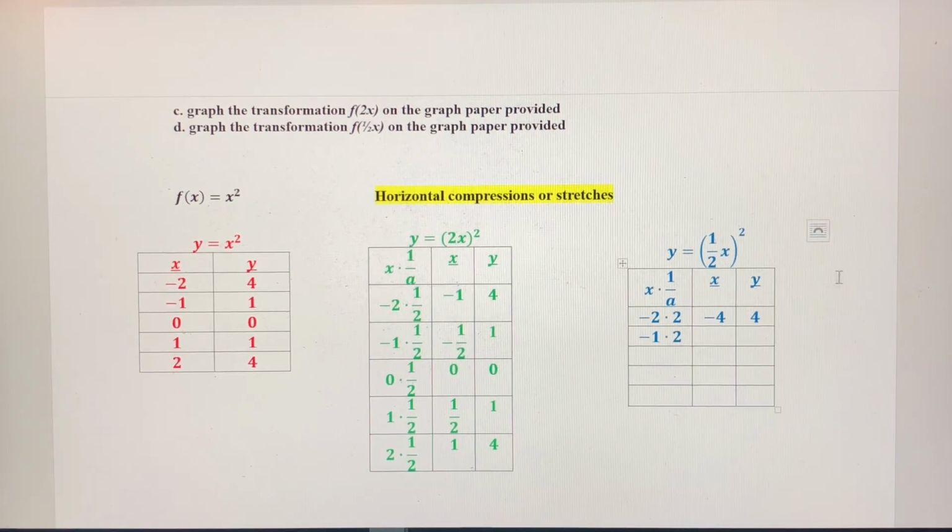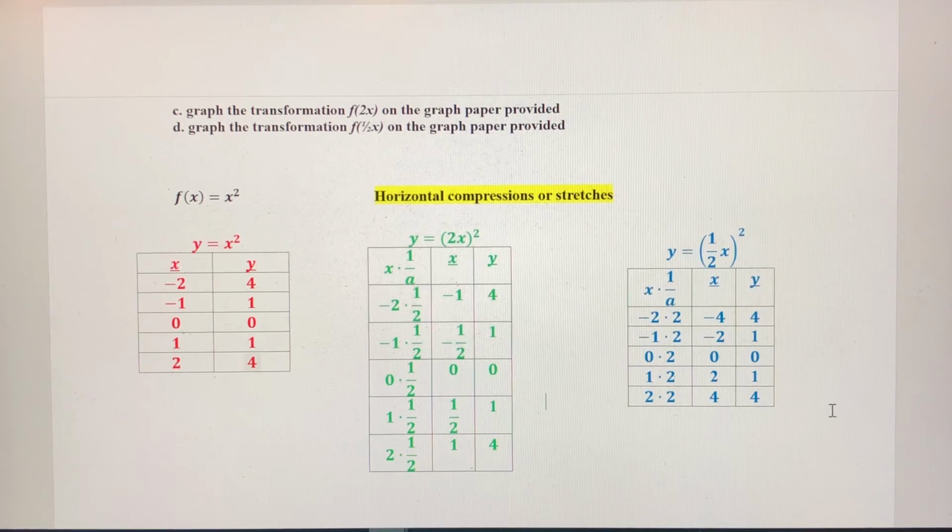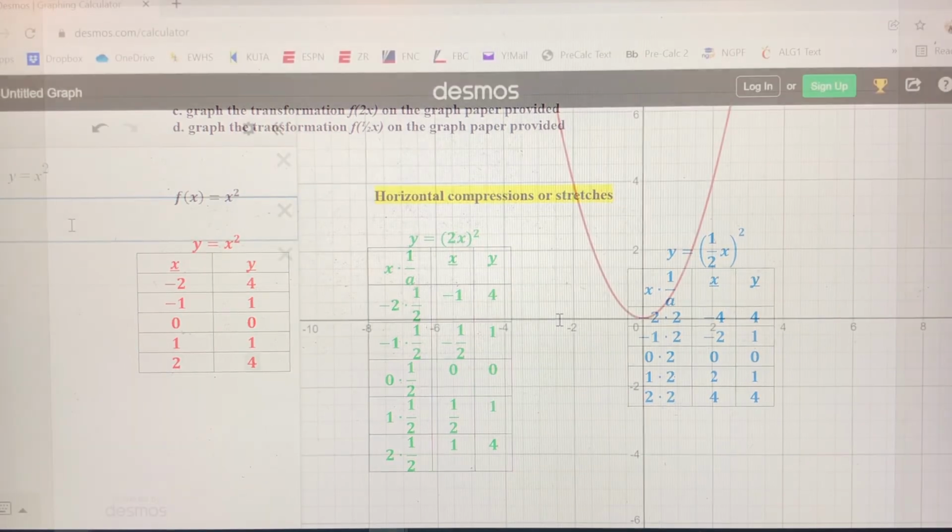Double the -1, okay? So -2 now will correspond with +1. Double the 0, which still gives me 0. My vertex isn't changing in any of these, you'll notice. I'm going to double the 1, which will still correspond with a y-coordinate of 1. And I'm going to double the 2, which will still correspond with a y-coordinate of 4. Okay? So let's go to the graphs and just kind of see visually how these transformations are going to look.